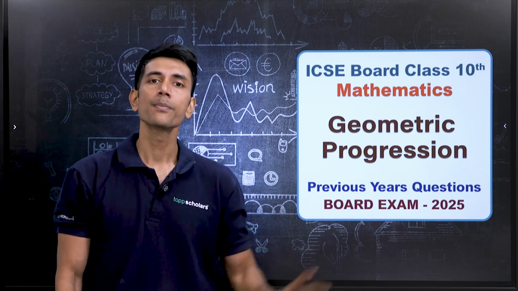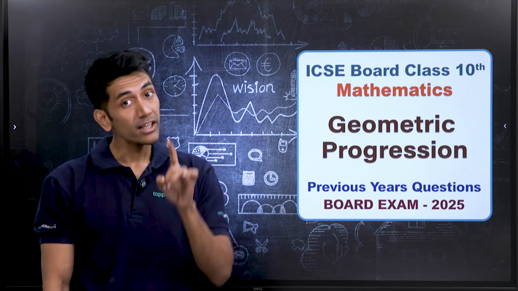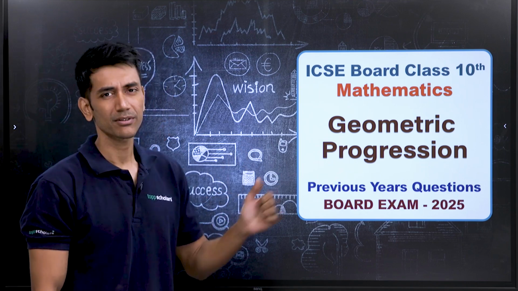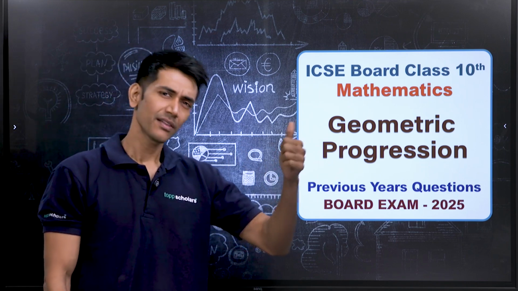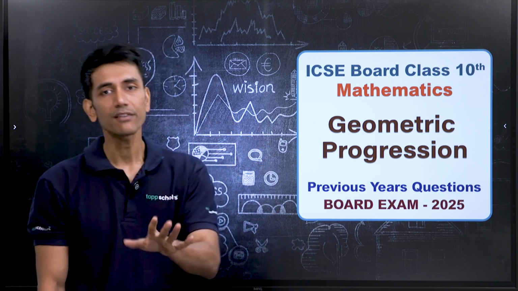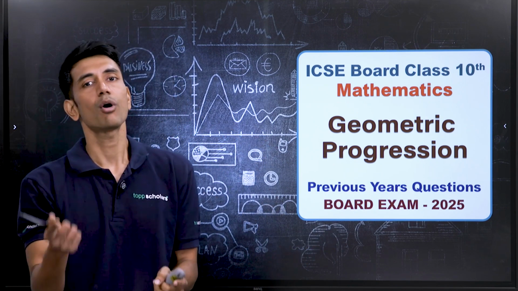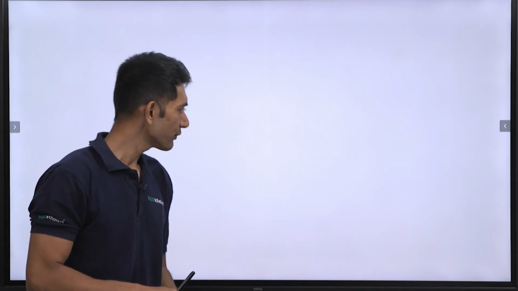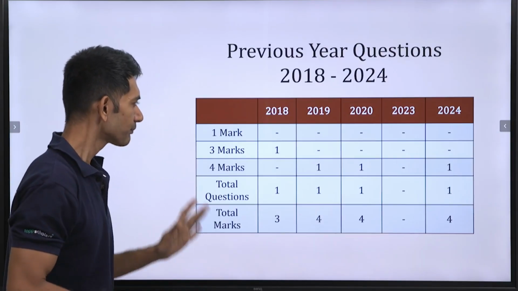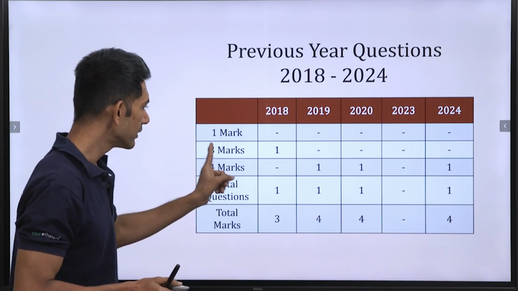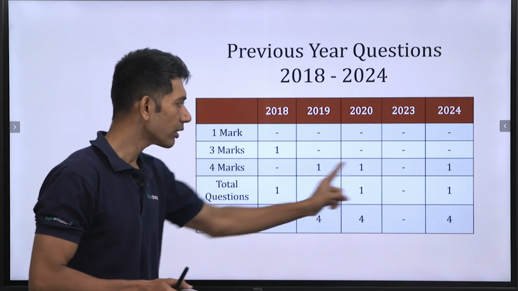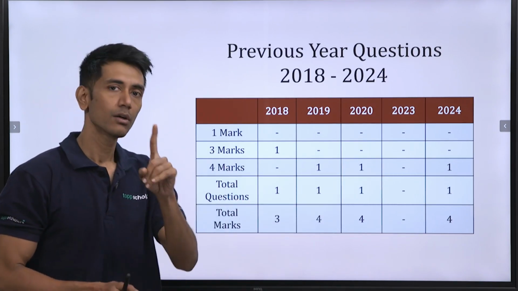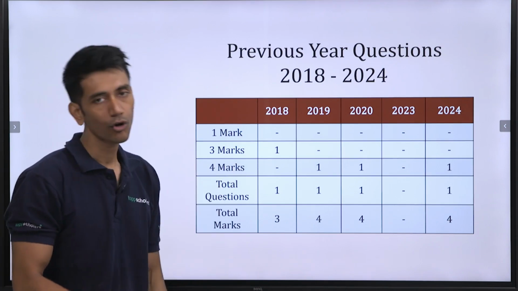Firstly, also see and check out the video on arithmetic progression because both the chapters are related to each other. There we use the common difference, here we use the common ratio. Only the formula difference is there, otherwise the problems are going to be very straightforward. From this particular chapter, you can expect either a 3-mark question or a 4-mark question. That's it. One question, either of 3 marks or of 4 marks.